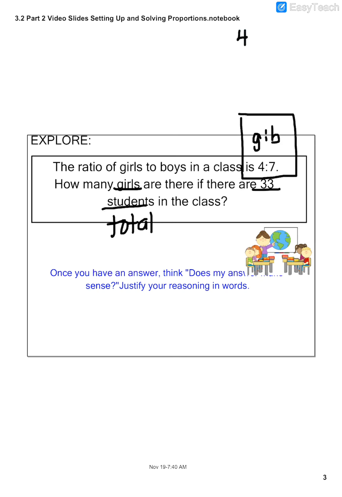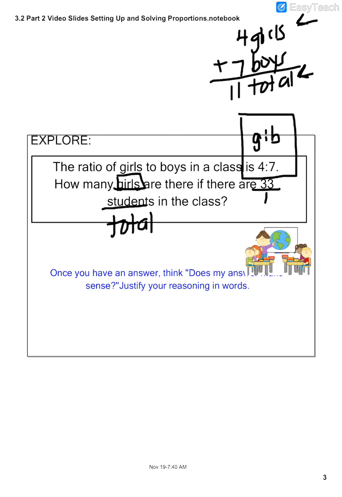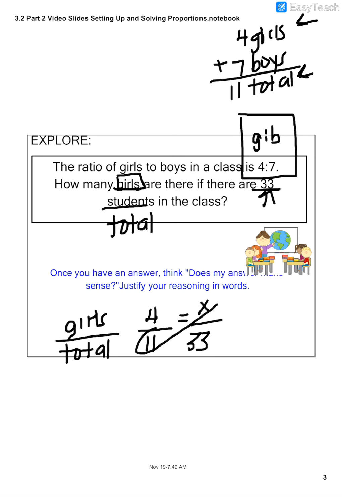So if there are 4 girls and 7 boys, that means that altogether there are 11 total students. So now if I use this information, I can compare girls to total and girls to total. So I'm going to set up that starter ratio, girls over total. There are 4 girls out of 11 students. How many girls out of 33 students?